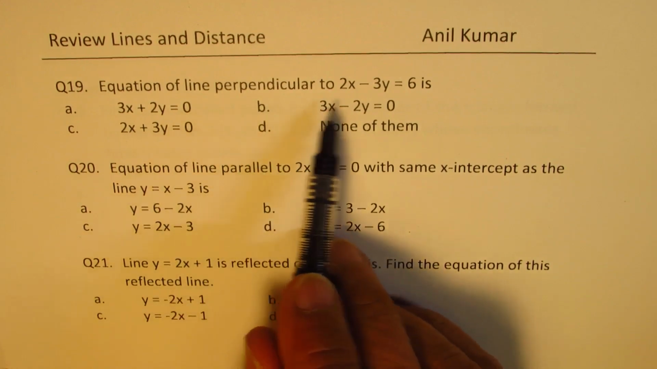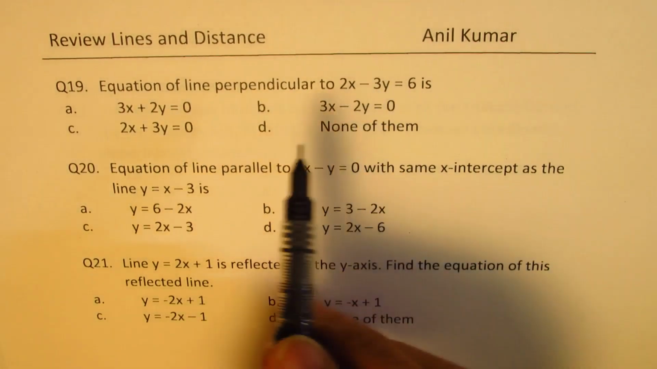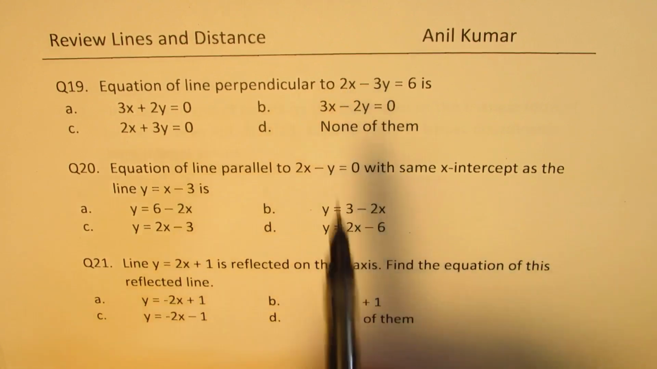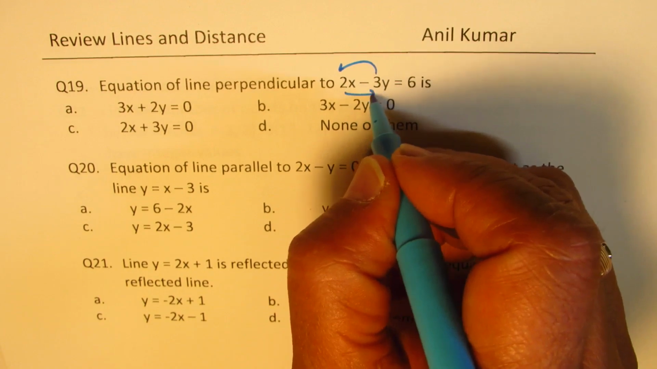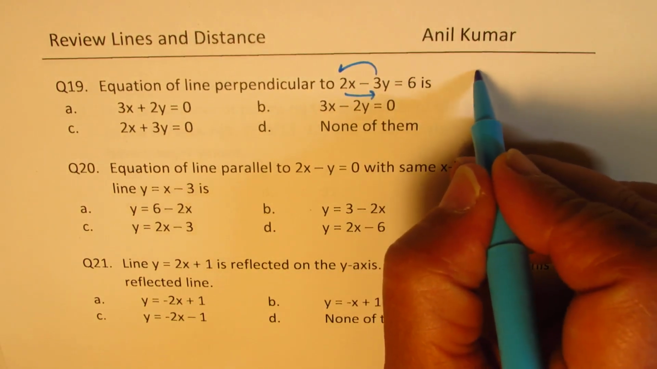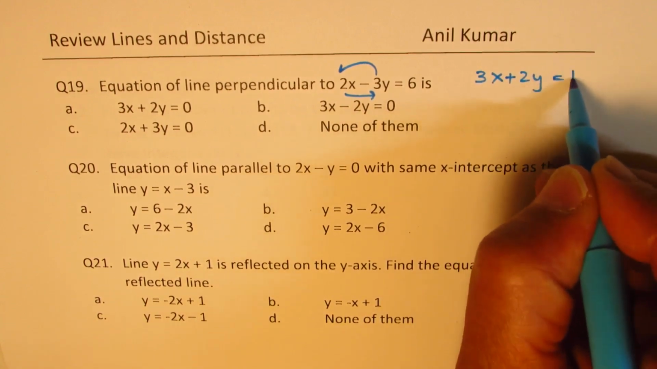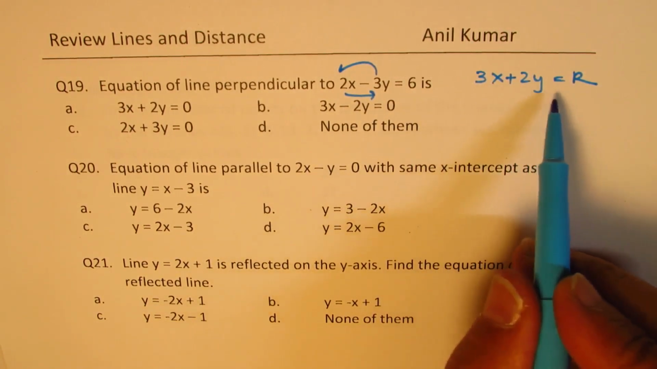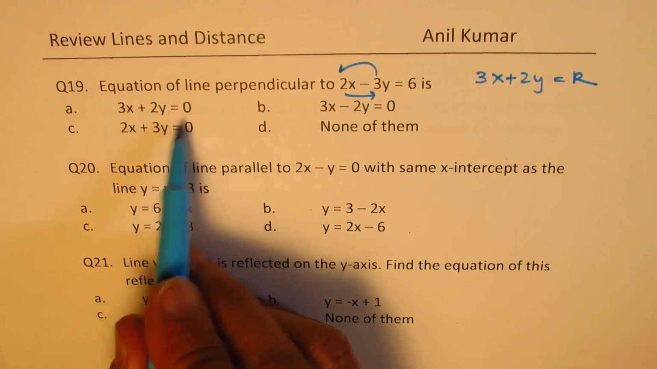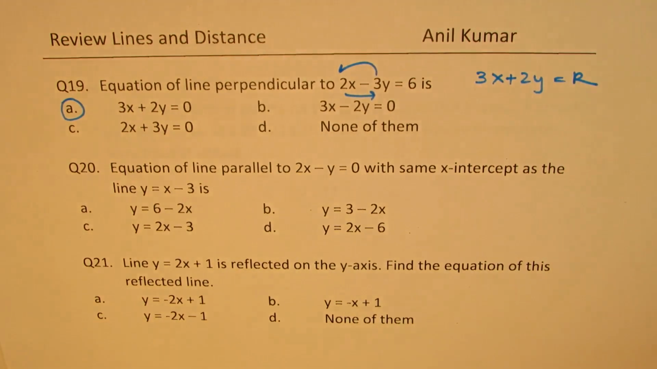Equation of line perpendicular to the given line is what? Whenever you are looking for a perpendicular line, you can swap the x and y positions and change the sign. So we are looking for 3x plus 2y equals to some constant. That is what we are looking for. So 3x plus 2y equals to, it could be 0 also. So that is this option. Is that clear to you?